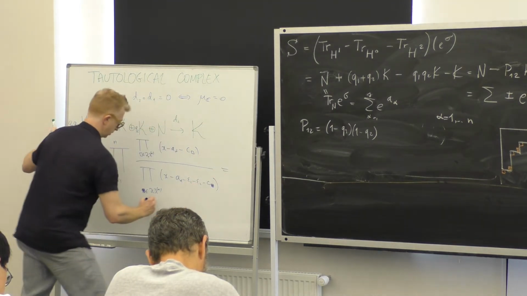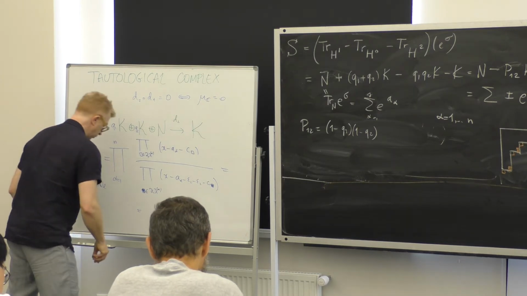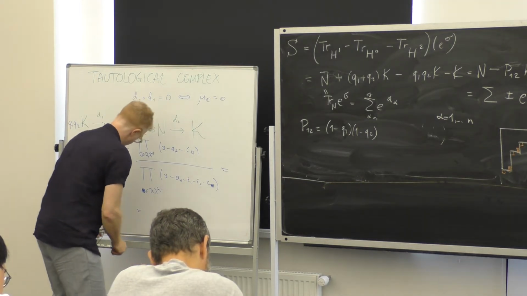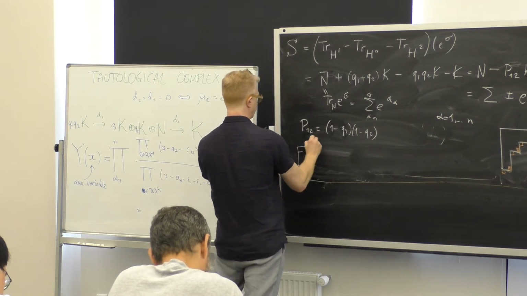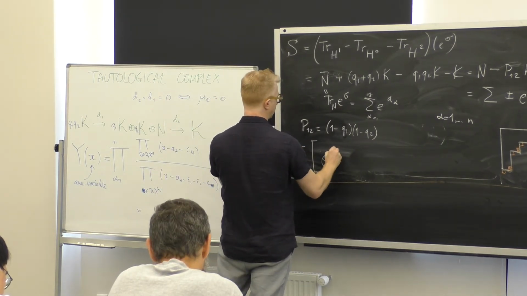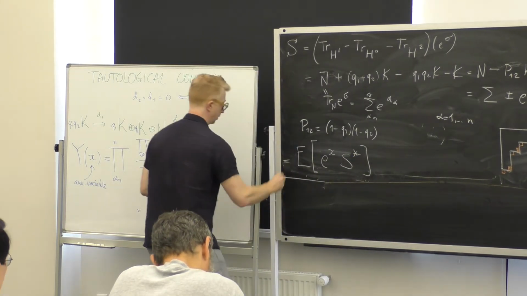This is equal to the... so this is related to this S object by the so-called plethystic exponent. So this is a plethystic exponent of e to the x S star.